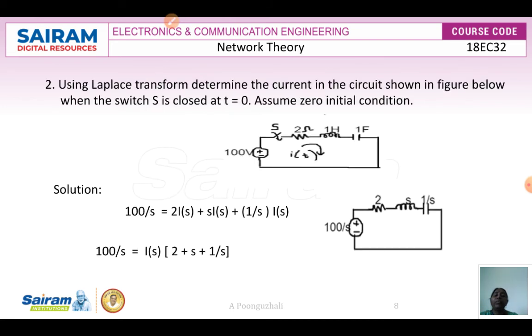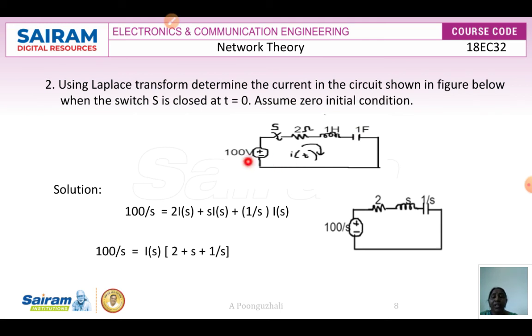So the second problem is: using Laplace transform, determine the current in the circuit shown in the figure below, when the switch is closed at t equal to 0 plus. Assume zero initial conditions. So in the problem itself they have given that your initial condition is 0. That means your inductor current i(0-) is going to be 0, and your Vc(0-) is also going to be 0, because no current flows, so the voltage across the capacitance will also be 0.